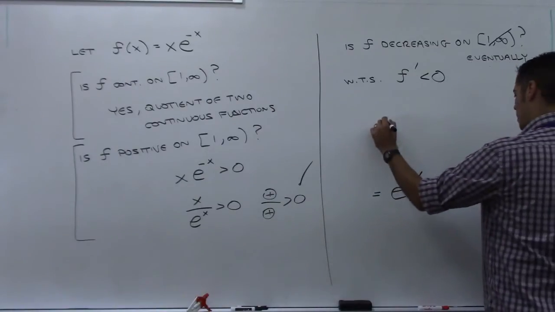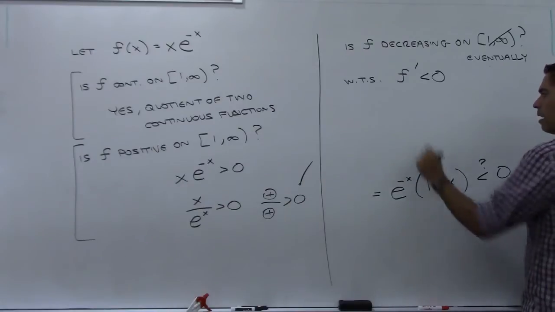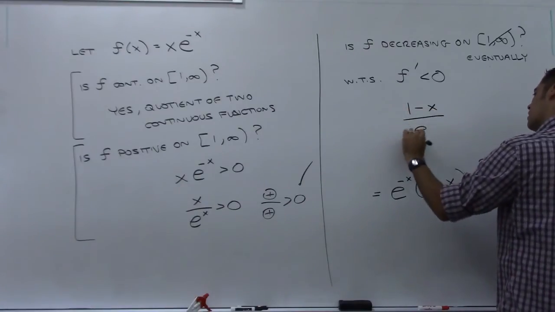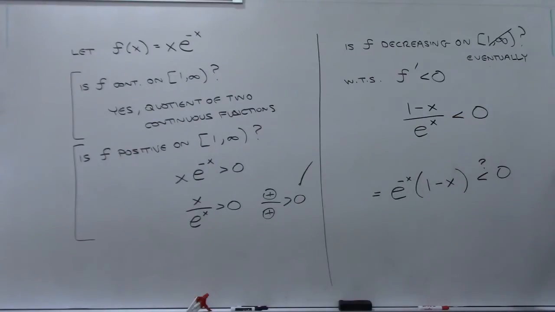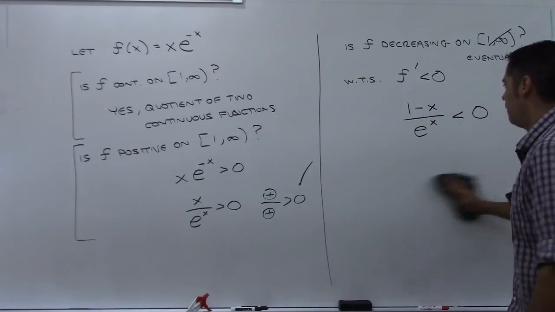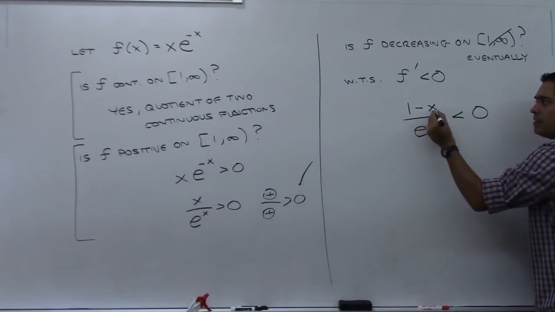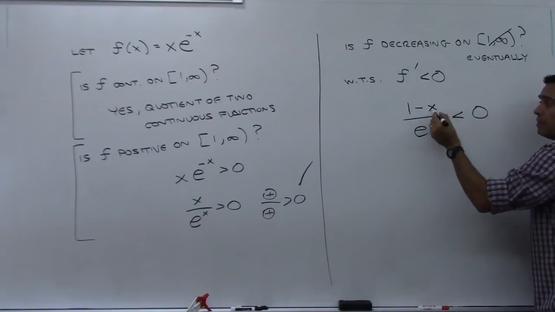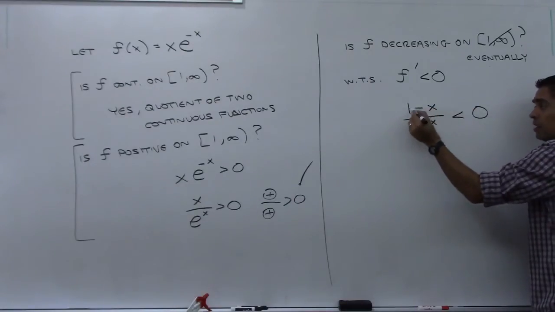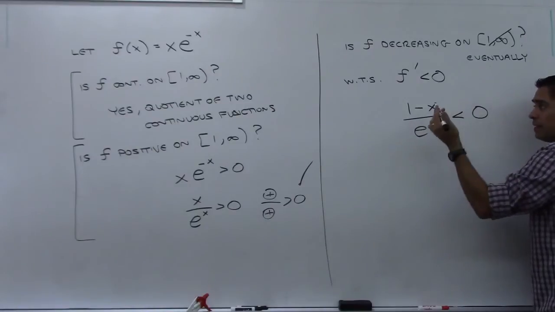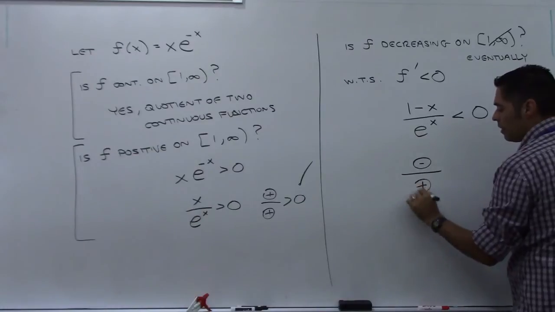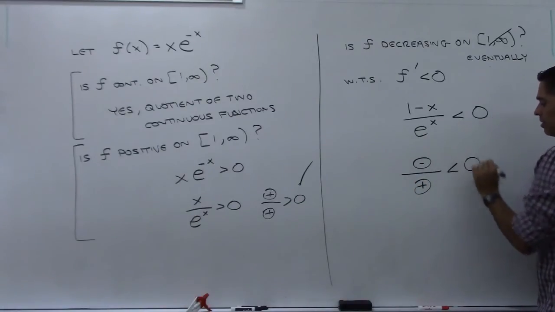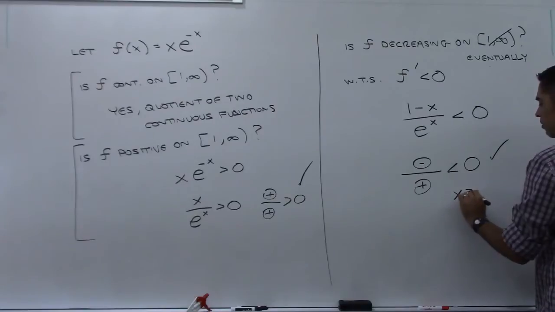Well, this right here, I'm going to rewrite as 1 minus x over e to the x, dropping this down. Is that less than 0? Well, what do we know about the numerator? If x is 1, this is 0. If x is bigger than 1, then this is going to be bigger than 1. So 1 minus this number should be a negative number. So I should get a negative number on top. e to any number is positive. Negative divided by positive is always less than 0. This is true if x is greater than 1.